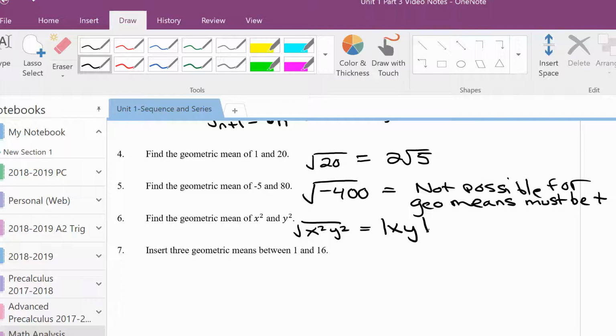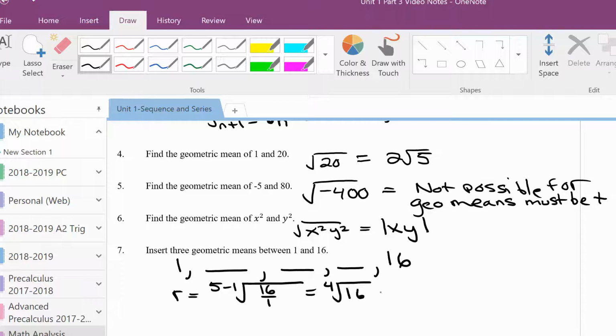And if you want to insert 3 geometric means between 1 and 16, so that means you have 3 spaces and then 16. So that means to find the ratio, you go 5 minus 1 over 16 divided by 1. So the fourth root of 16, which is 2. And it actually could be plus or minus 2.